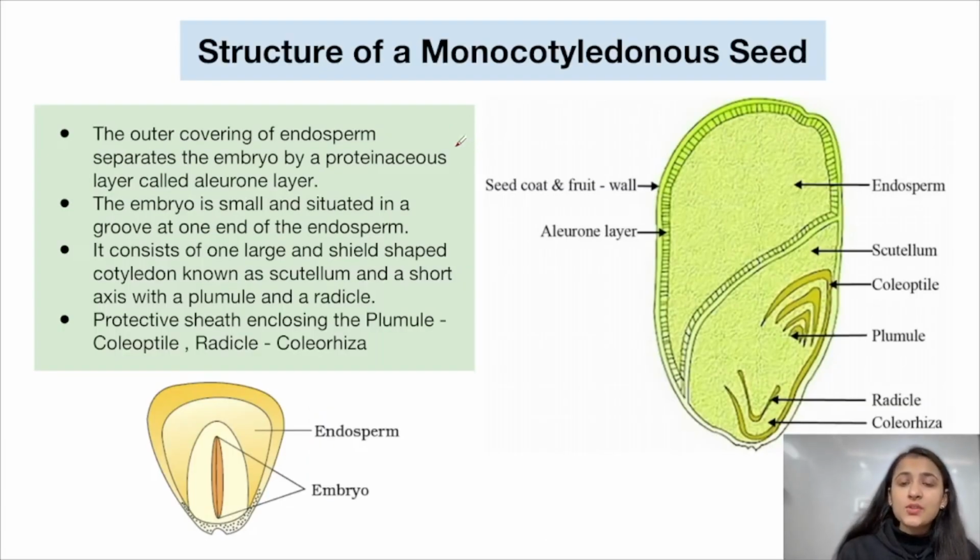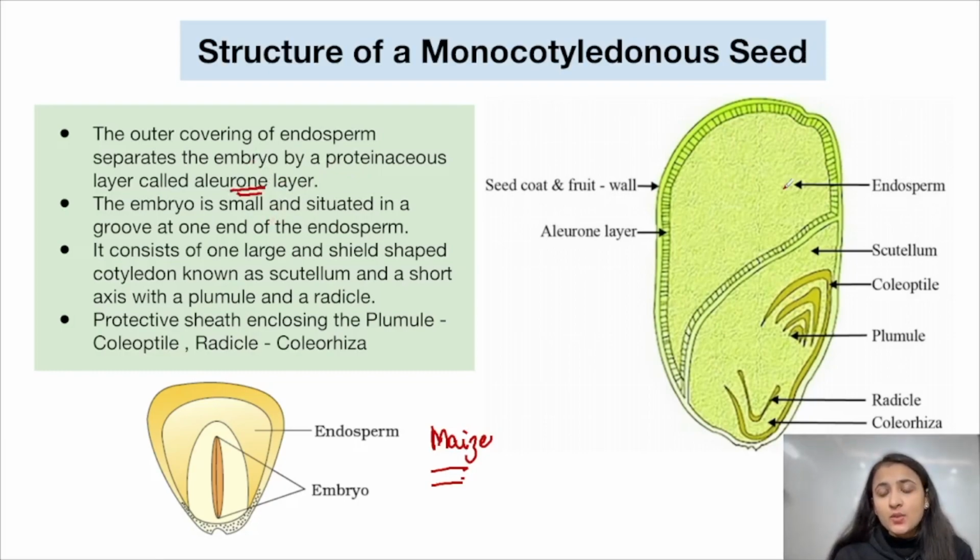Now let's come to the structure of a monocotyledonous seed. In these images, the maize seed has been covered. The outer covering of the endosperm separates the embryo by a proteinaceous layer called the aleurone layer. A whole seed of maize would look like this. These are just the different views of the seeds, and this is the cross section of the seed.